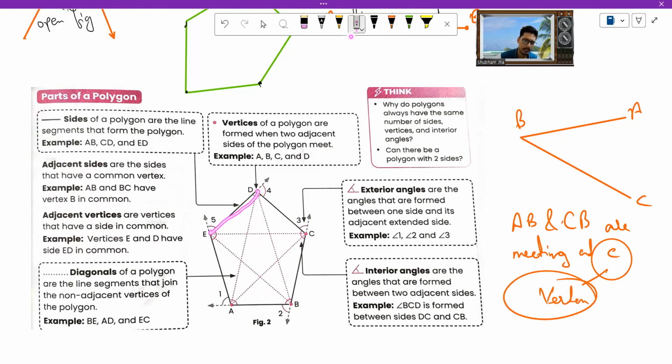Again, now look at this figure. This is my line segment. This is another line segment. And they both are meeting at which point? At D. Therefore, this point will be my vertex. Correct? Now, what are the vertices? Well, the vertices of a polygon are formed when two adjacent sides of a polygon meet.